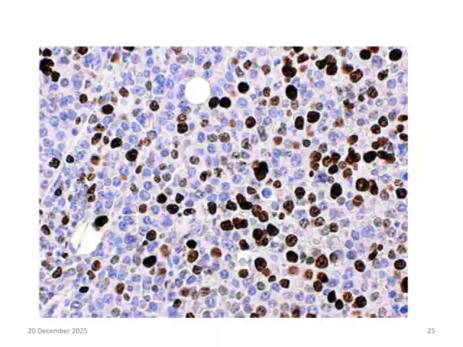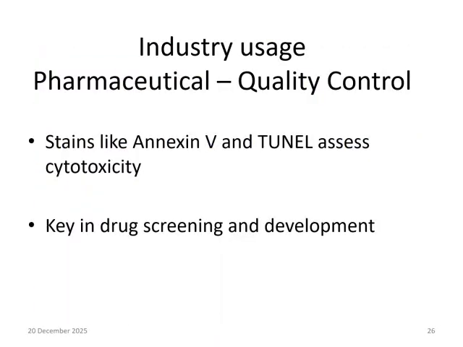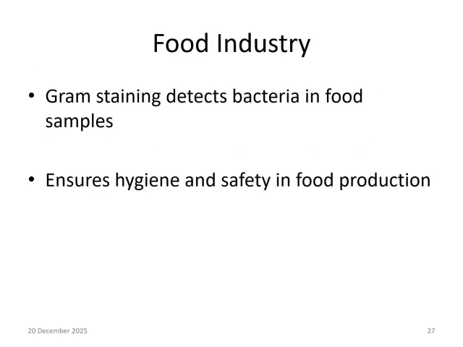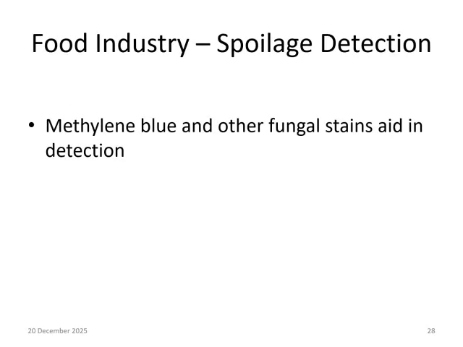Industry usage. Pharmaceutical quality control. Stains like annexin V and TUNEL assess cytotoxicity, key in drug screening and development. Food industry. Gram staining detects bacteria in food samples, ensures hygiene and safety in food production. Food spoilage detection. Methylene blue and other fungus stains aid in detection.